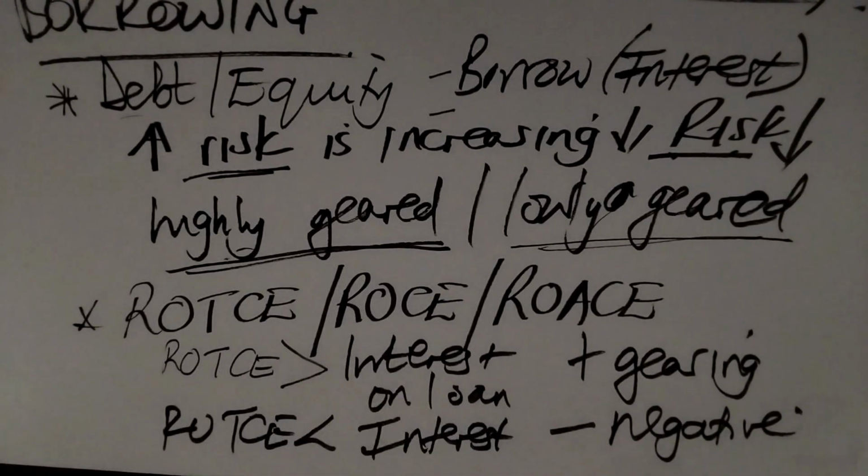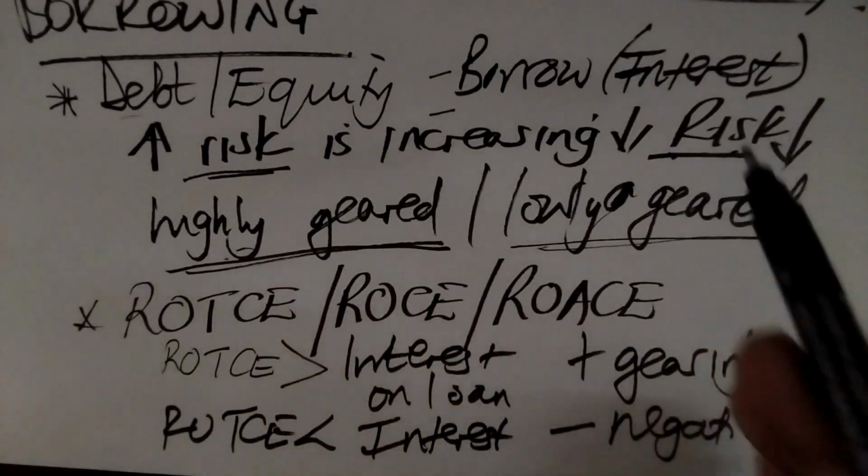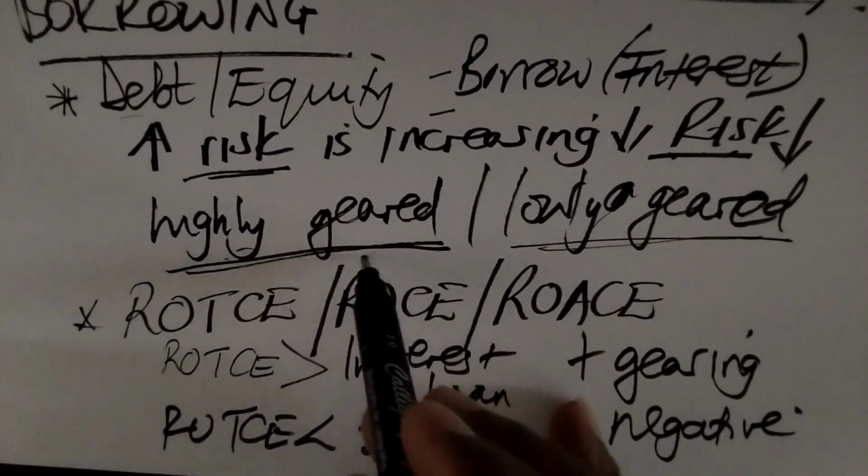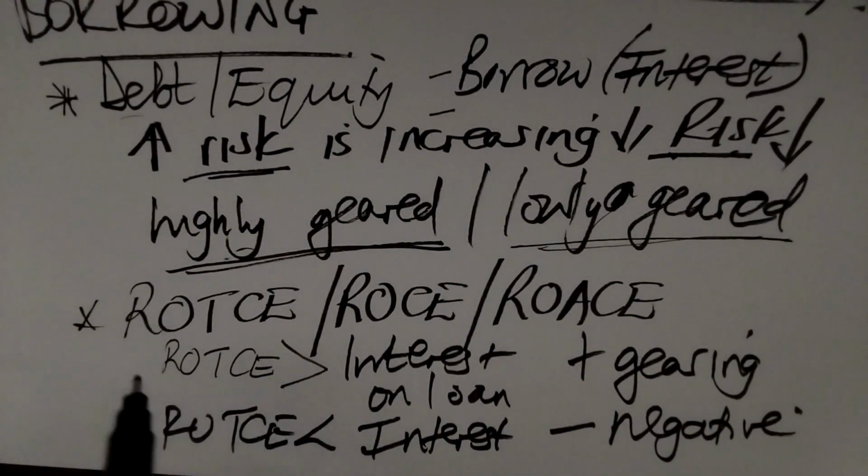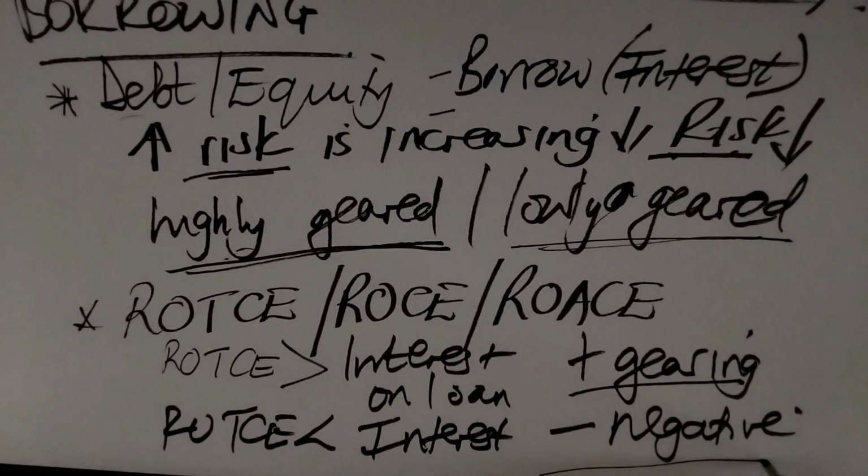So what that means is that with the debt equity ratio, you are mainly looking at the risk and whether the business is lowly or highly geared. With the return on total capital employed, you are looking at whether the gearing is positive or negative.